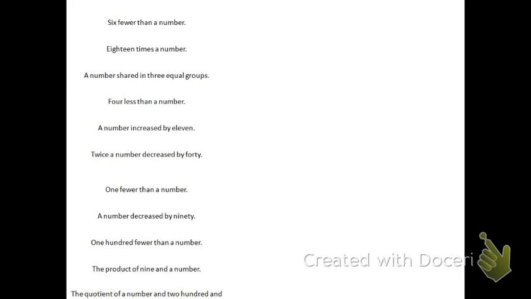Alright, so let's just practice a few. 6 fewer than a number, so that's my number, and I'm going to take 6 off of it. So let's say n minus 6. Doesn't matter what variable you use. The next one, 18 times a number. So that's 18n. Next one, a number shared in 3 equal groups. So that's what we talked about, the division here, equal groups. So a number divided by 3, or you could write it as a fraction, n over 3.